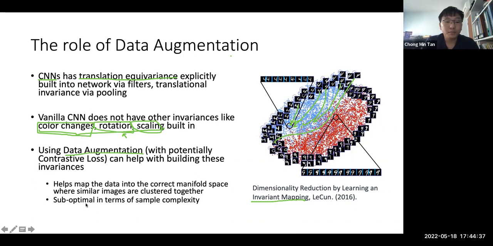However, it is suboptimal in terms of sample complexity. Let me give you an illustration of why. Let's say we want certain invariances, like invariance 1. In order to do invariance 1, I need at least 2 samples, because I need to tell the network translate left, translate right. If I want invariance 2, I need at least 2 samples again.